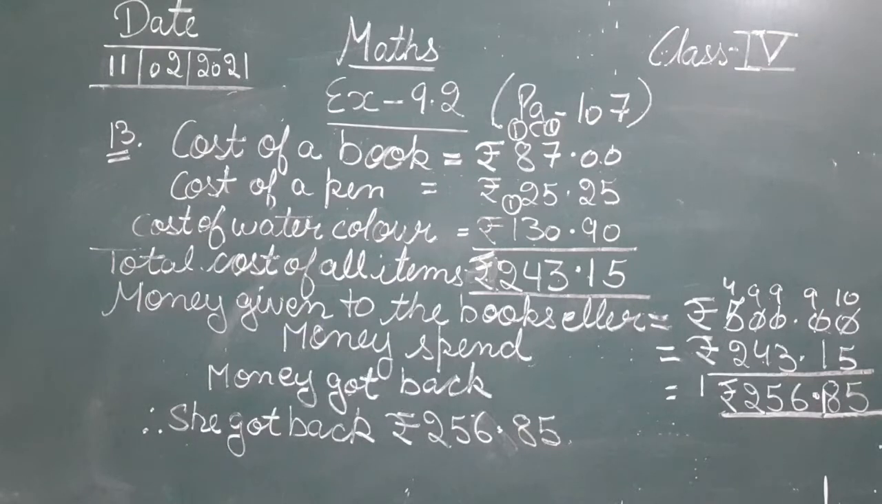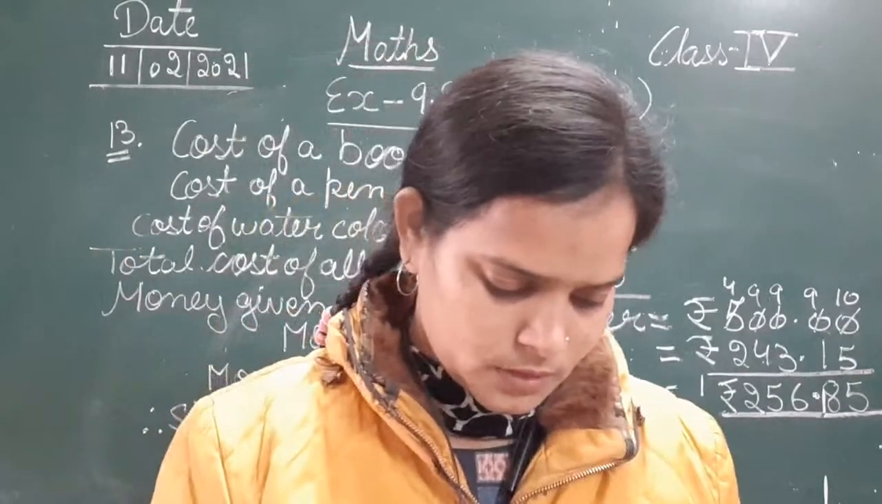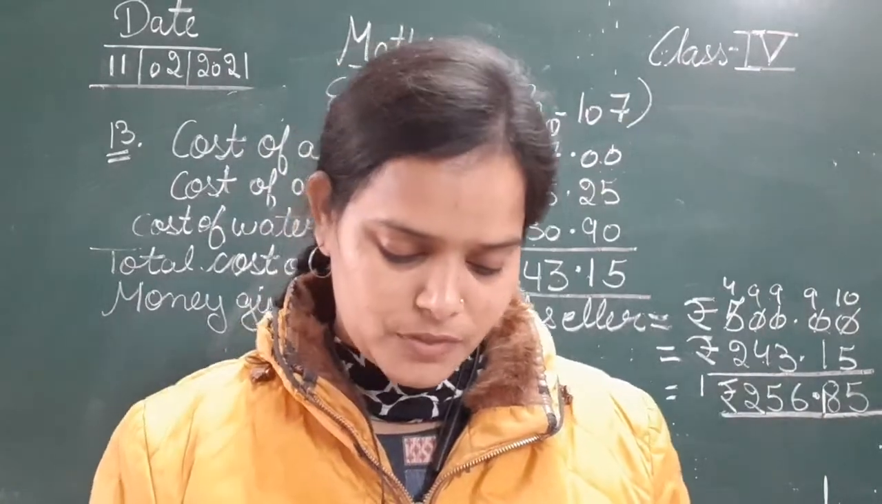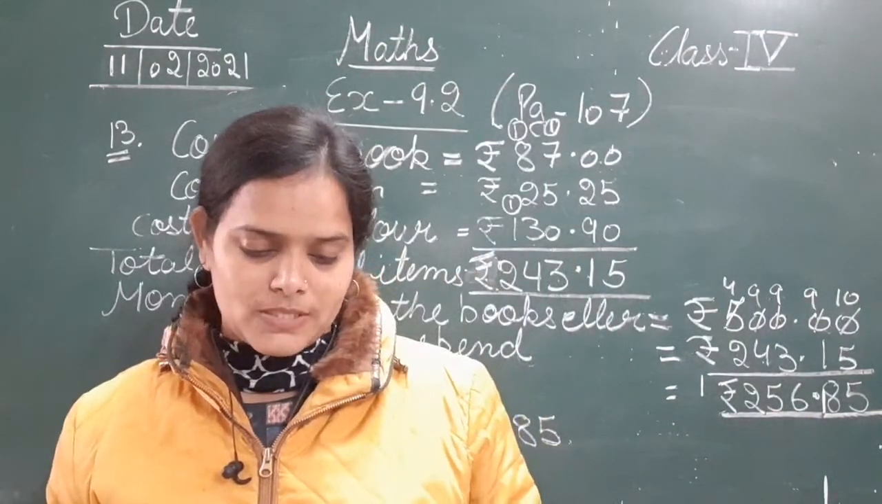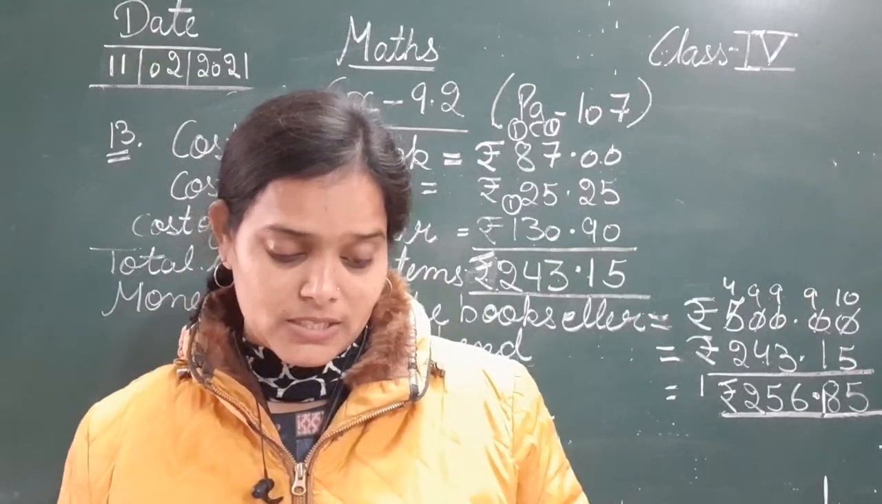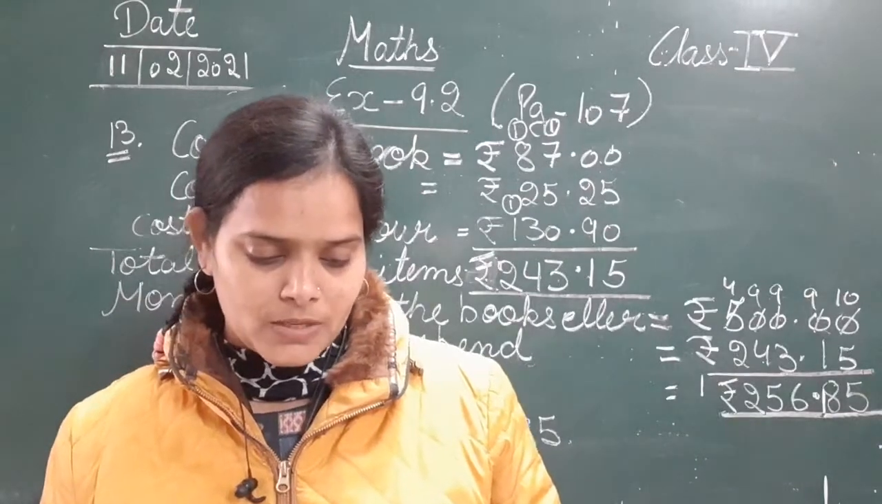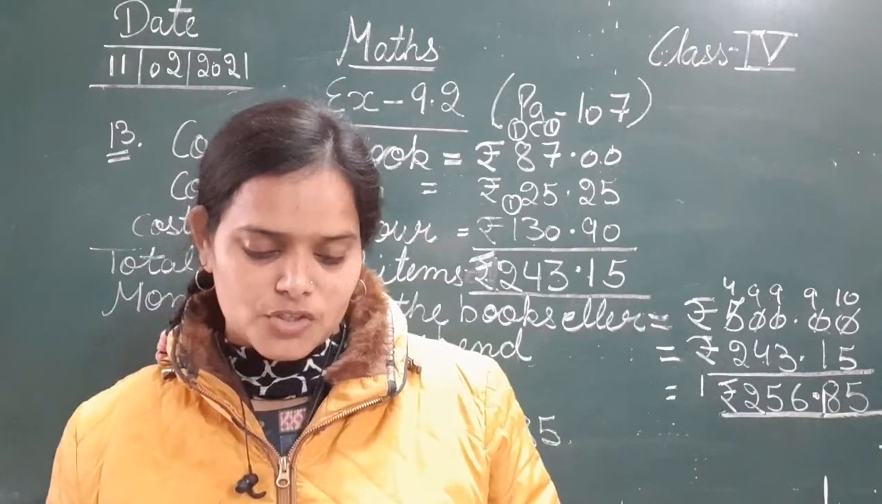So this is from the solution of question number 13. Let's move to the next one, question number 14. In question number 14, Shweta bought a tricycle for rupees 650 and 50 paise, a book that cost her 90 rupees and 25 paise, and a gift set that cost rupees 125 and 75 paise. She gave 2 notes of 500 rupees to the shopkeeper. How much money balance did she get back?